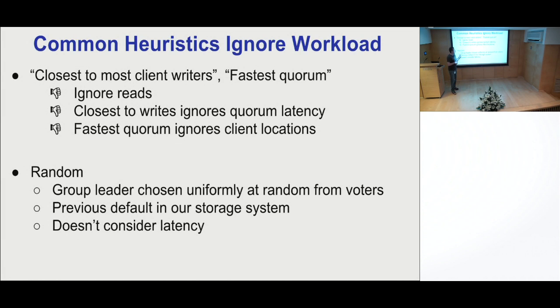Closest to writes ignores quorum latency. It's possible that you have a very close replica to the writes, but it's very far away from the other replicas, so it's not going to help. And the fastest quorum ignores client locations. So you have a fast quorum, but in a very remote location distant from all the clients.